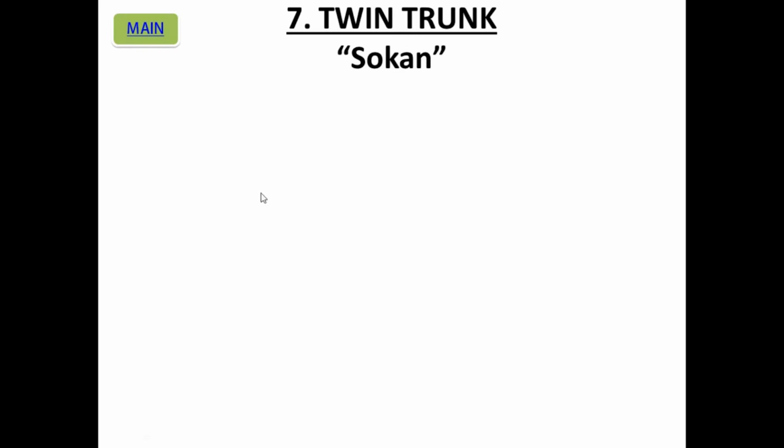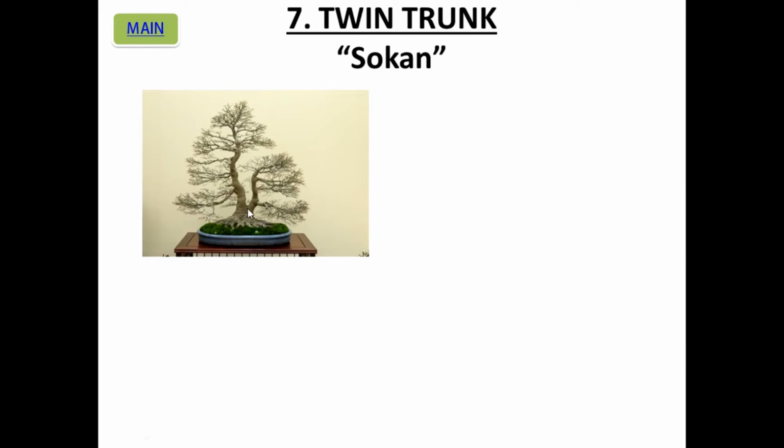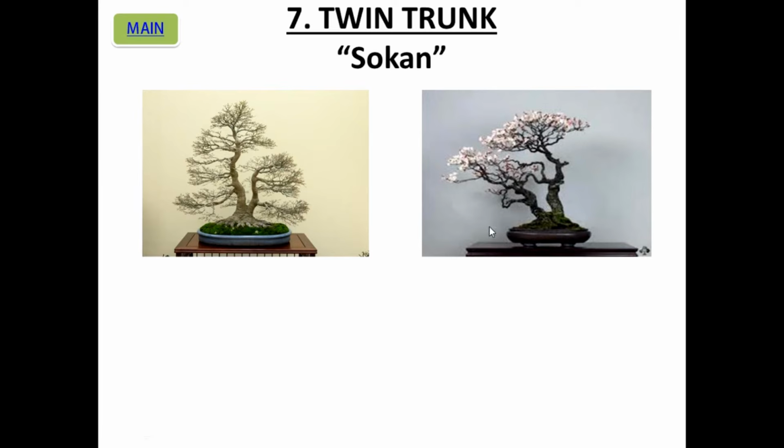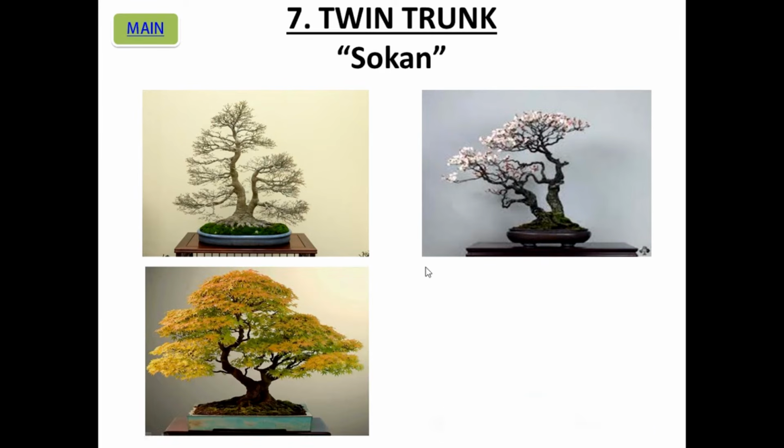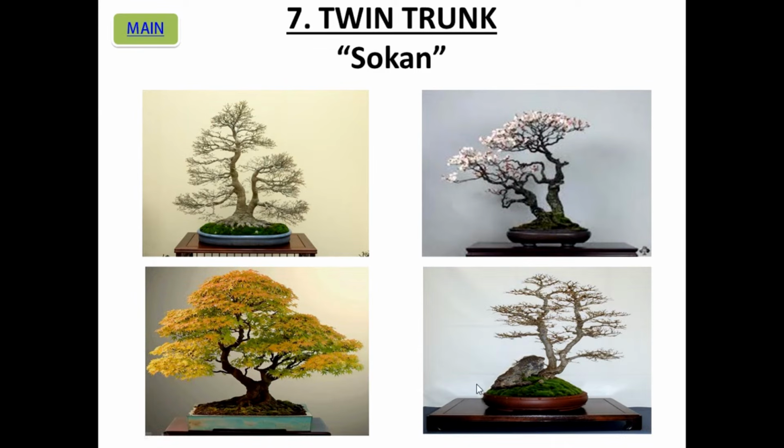Twin trunk or sokan. In this style, two trunks rise from a single set of roots. The bases of the trunks generally touch and may be joined to each other up to a short distance above the soil. One trunk is taller and thicker than the other, and both are clearly visible from the bonsai's front. Branches from the two trunks extend left, right, and backwards, but not directly towards each other.